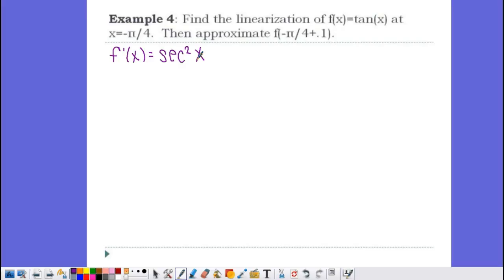Okay, what do I do with the derivative? You plug in negative pi over 4. Yep, so go ahead and do that now. Why negative? Because that's what it is. That is the original value.